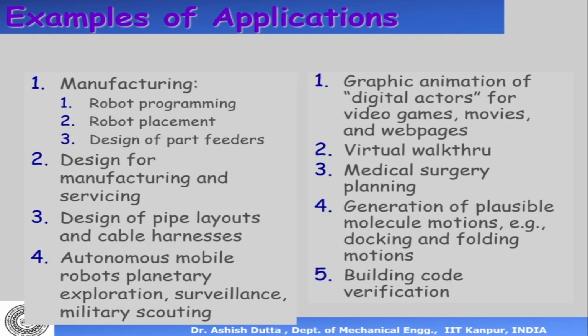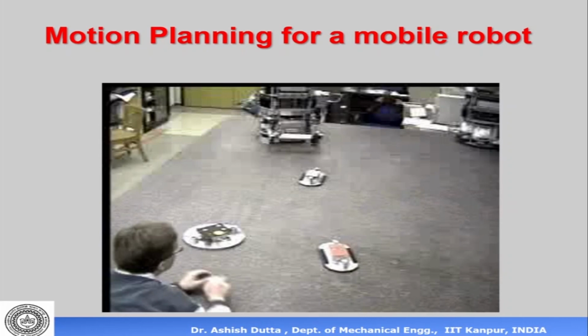Examples of applications: manufacturing, robot programming, robot placement, design of part feeders, design for manufacture and servicing, design of pipe layout, cable harness, autonomous mobile robot, planetary exploration. Now, it is not only limited to manufacturing, engineering and industry. Things like digital actors, animations, movies, they all have to do some kind of motion planning. As I go along, I'll be giving examples. Then virtual walkthroughs in buildings, medical surgery, generation of molecular motion in biology, then building verification code. This all requires motion planning. Let's look at them in a little bit more detail, so it will become clear what the applications of motion planning are.